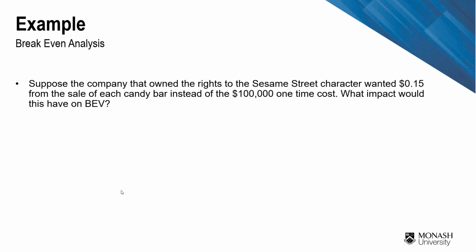Now the last one. The question is, suppose a company that owns the rights to a Sesame Street character wanted 0.15, so 15 cents, from the sale of each candy bar instead of the $100,000 one-time cost. What impact will this have on the BEV? Well, if you think about it, instead of having the fixed cost, because it's a one-time cost, now they want to have a variable cost. So because of that, my unit contribution will change.